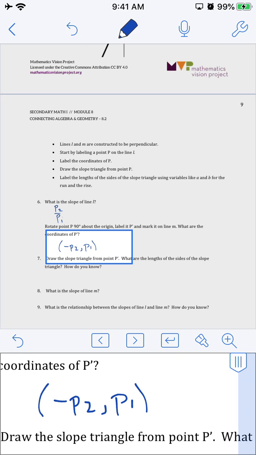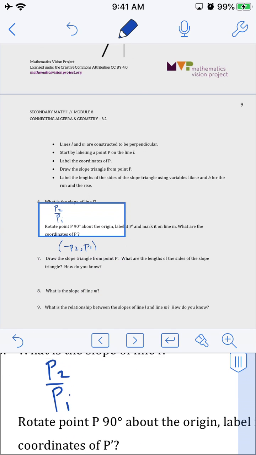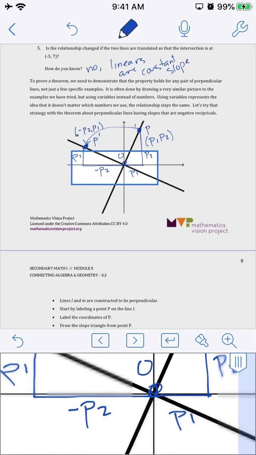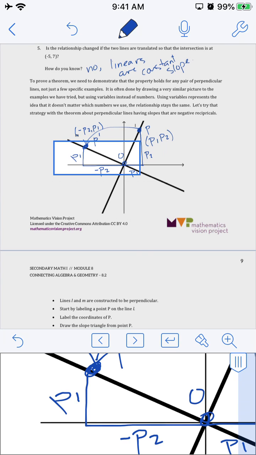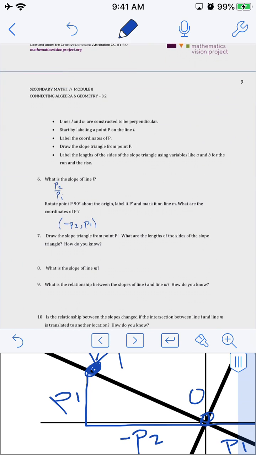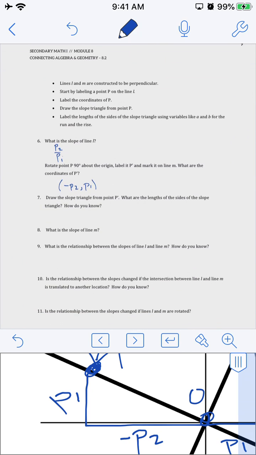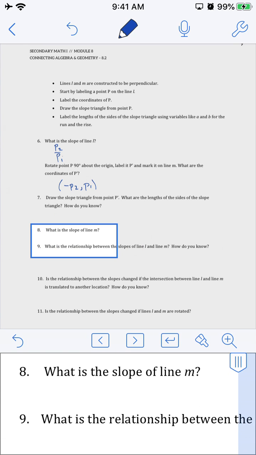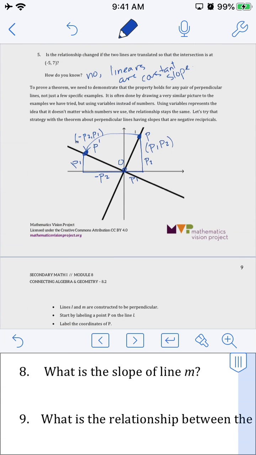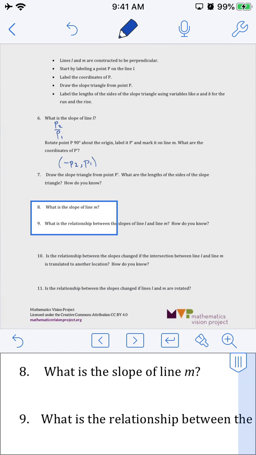Draw the slope triangle from point P prime. What are the lengths of the sides? How do you know? Well, I found them the way that we just found the point. So I go back P2, I go up P1. Otherwise, I'm not going to get from 0, 0 to this point. You could say rise over run, distance formula, however you want. We drew those lengths in as we worked. What is the slope of line M now? We can use this information to find it. It's going to be rise, careful now, P1 over negative P2, aka negative P1 over P2.